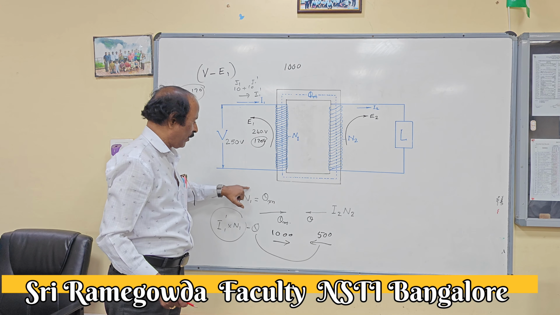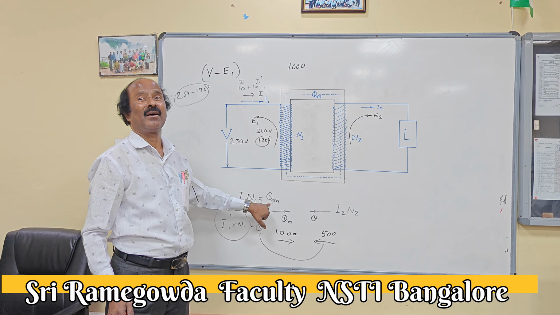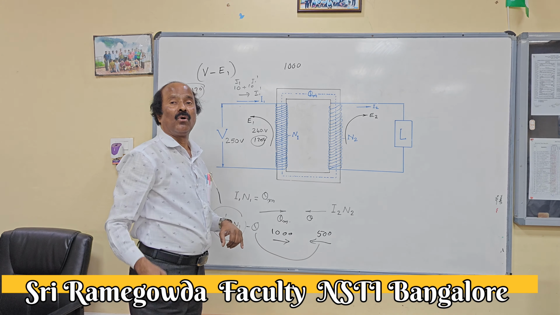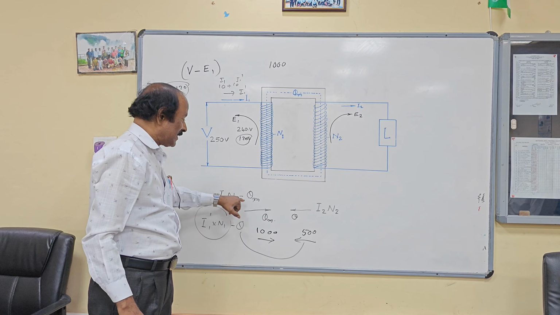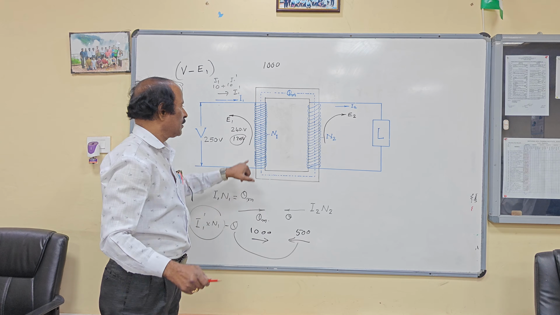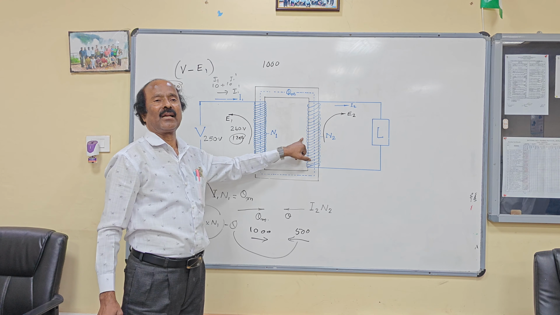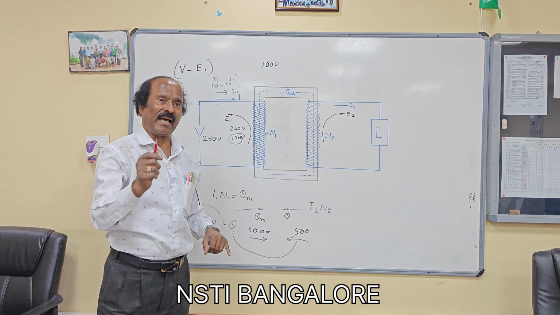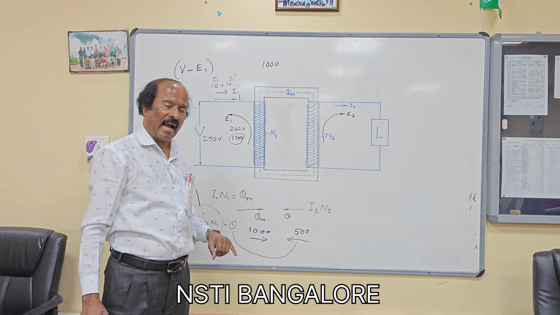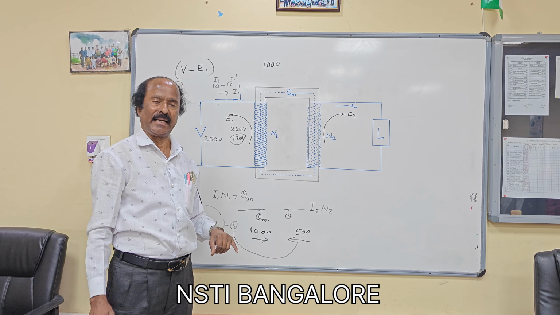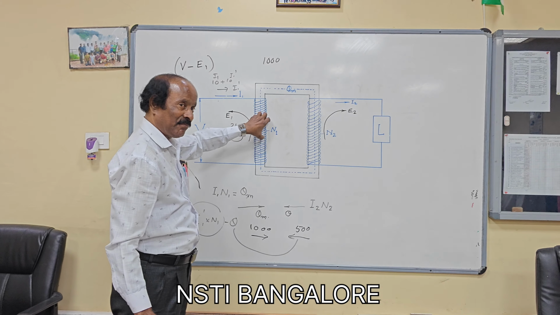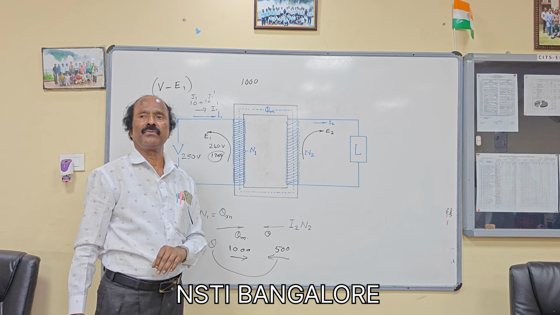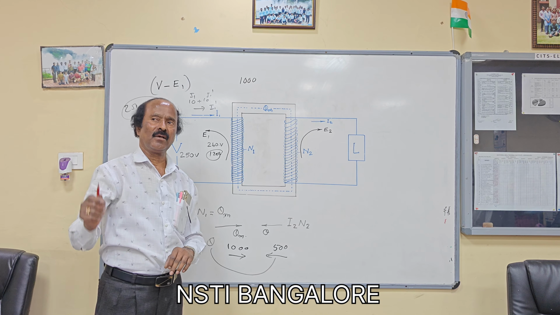This I1 and N1 produce a flux phi m called mutual flux, and this mutual flux is circulating throughout the core. While circulating, because it is alternating flux, it is linking with primary winding as well as secondary winding. As we all know, when the flux is linking with the windings, there is an EMF. EMF is produced according to Faraday's laws of electromagnetic induction. So EMF induced in this winding is called self-induced EMF, and this is called mutually induced EMF. Of course, working principle of transformer is mutual induction.